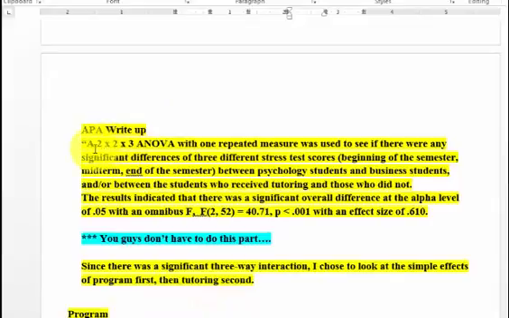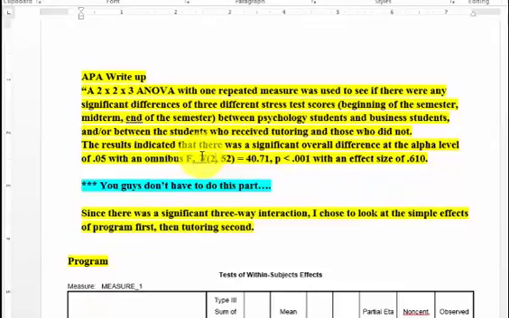And this is the write-up. So you ran a 2x2x3 ANOVA with 1 repeated measure. That was the 3 different stress tests, to see if there was a significant difference in the stress test scores between whether they were psychology students or business students or whether they received tutoring or not. And the results were, yes, you had an omnibus F right off the bat that showed that there was a significant difference somewhere between those test scores.